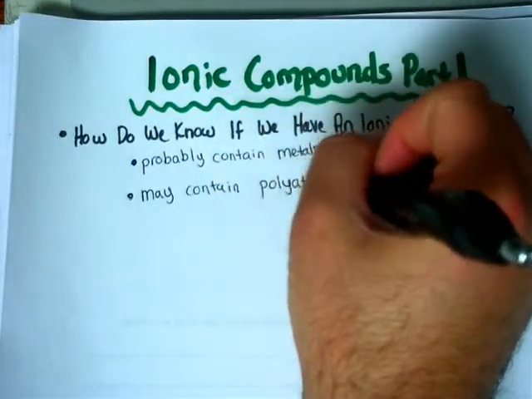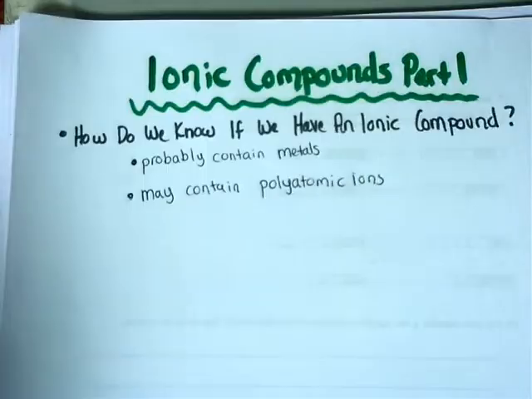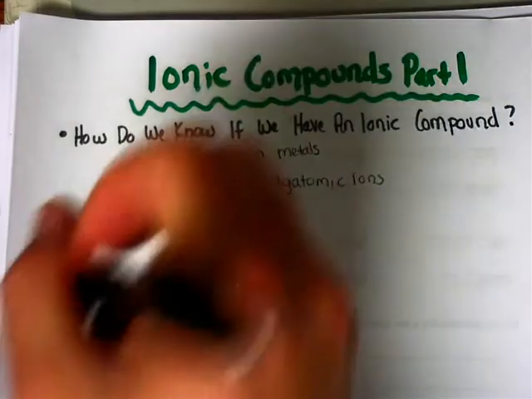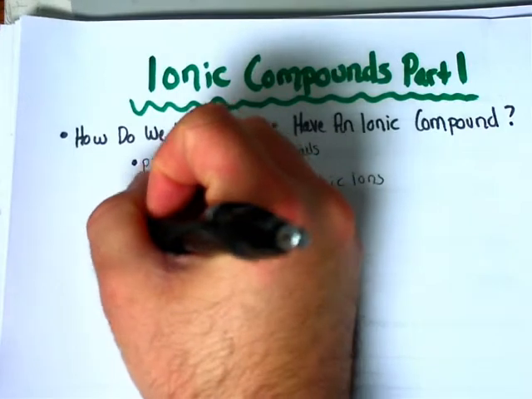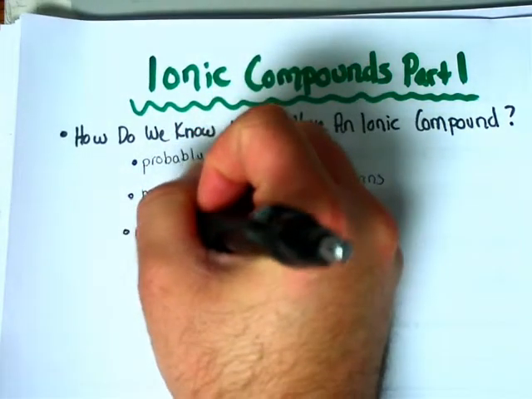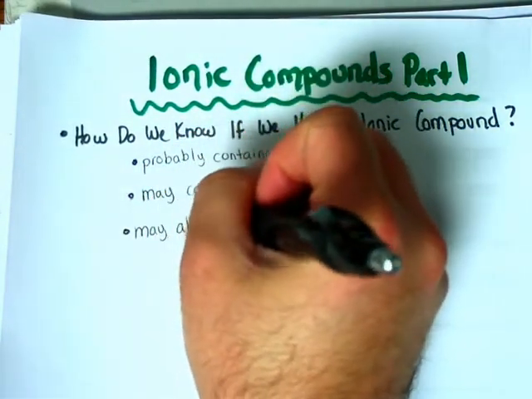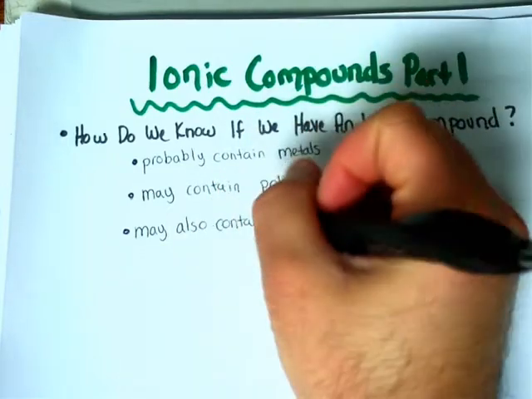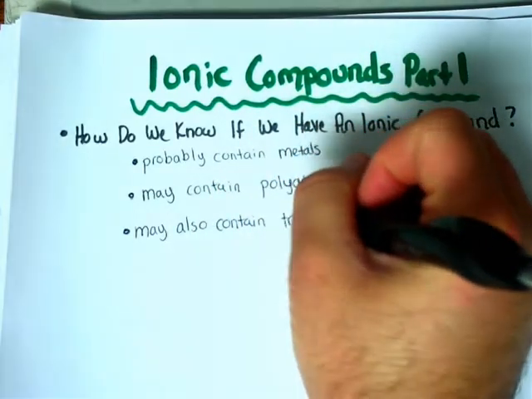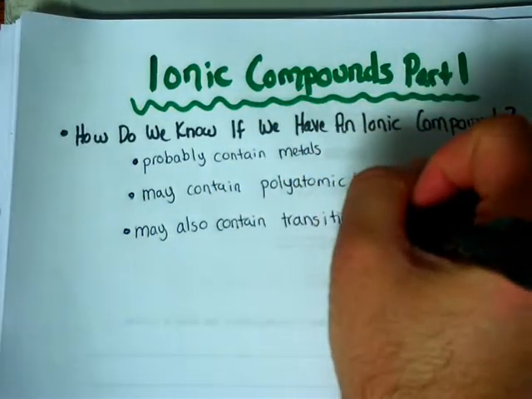polyatomic ions. If you remember, you copied those down about a week or so ago. Do you remember copying those down? Yeah. There's like a listing of about 15 of them, and you've got to know them. They may also contain transition metals.